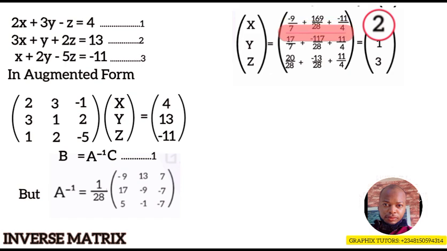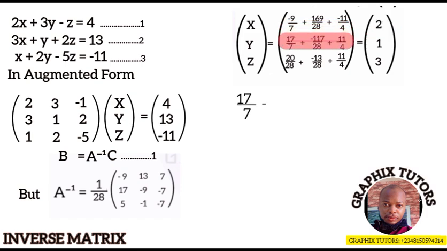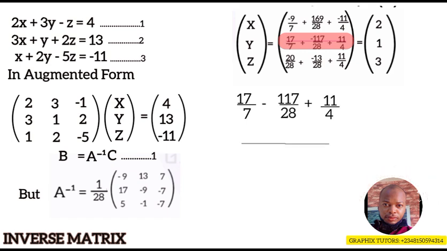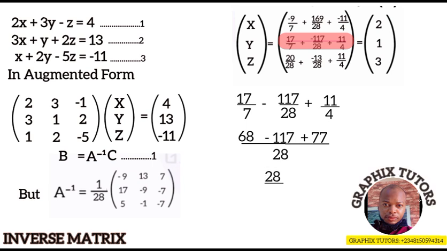Then if I go for y, I write out 17 over 7 minus 117 over 28 plus 11 over 4. I look for the LCM, which is still 28. 7 into 28 is 4, 4 times 17 is 68. 28 into 28 is 1, 1 times 117 is 117. 4 into 28 is 7, 7 times 11 is 77. By the time you say 68 minus 117 plus 77, we'll have 28. And 28 over 28 is given as 1, right?